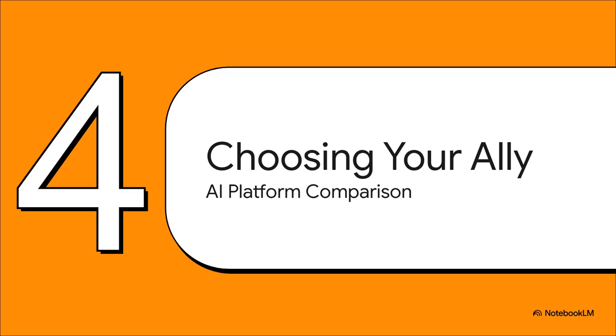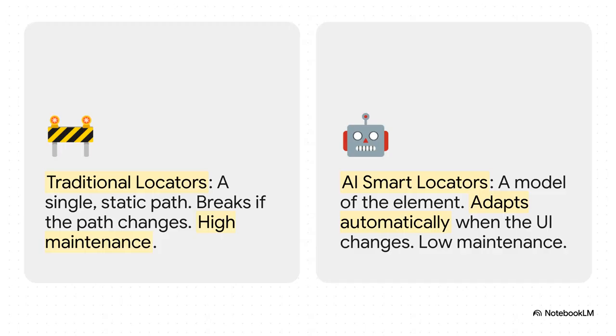Okay, so with all that in mind, how in the world do you pick the right tool for your team? Let's break down some of the big players and compare them. First, let's be crystal clear on the fundamental difference here. A traditional locator is like a street address. If the street name changes, you're totally lost. An AI locator is more like knowing a building's color, its size, and what its neighbors look like. So even if the address changes, you can still find it.